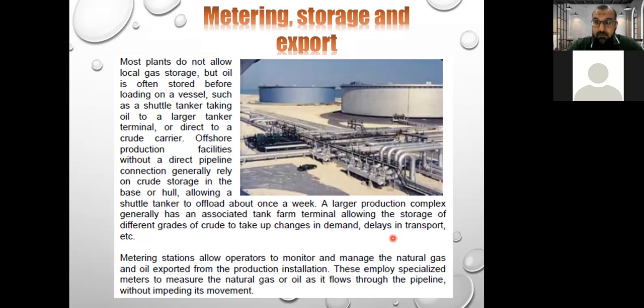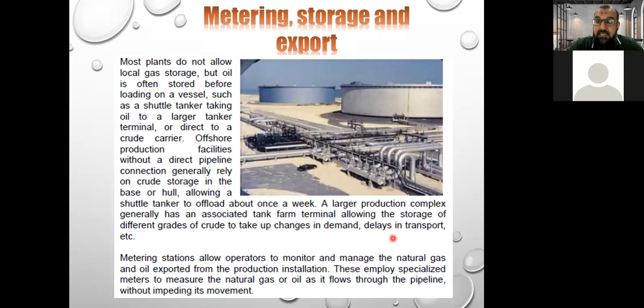So why do they have to have metering? To monitor and manage the natural gas extracted. As I said, this natural gas or oil extracted, they want to distribute it to different customers, or maybe one customer, whatever, but they want to control it. They want to know how much they distribute, how much they transport, how much they will transfer.